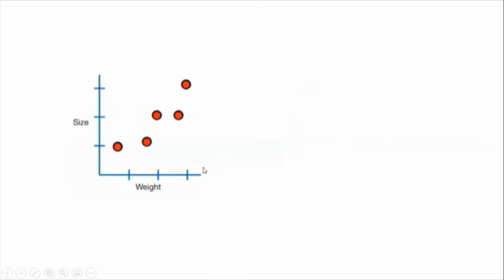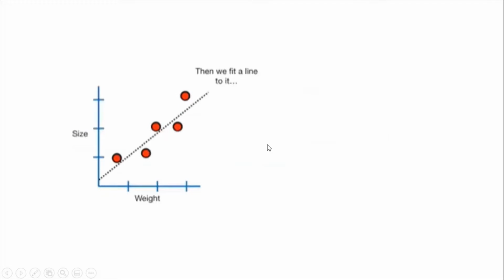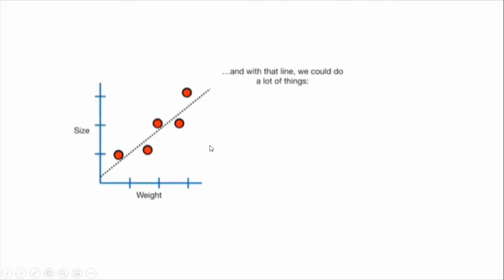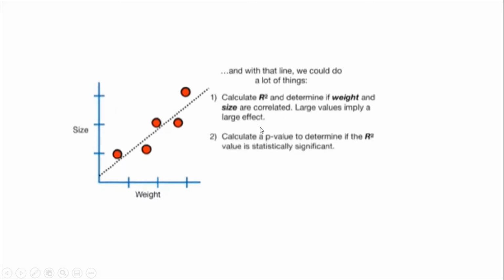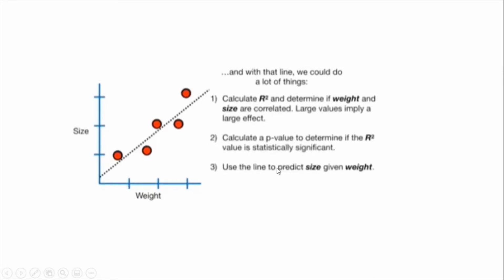This is just a review of the linear regression. We have weight and size, which are continuous variables, and then we fit a line. With the line we can answer a lot of things. First, we can calculate R square, which is basically the square of the correlation coefficient, and see if they are related. A large value will imply a large effect. Then we calculate the p-value, whether this R square value is significant.